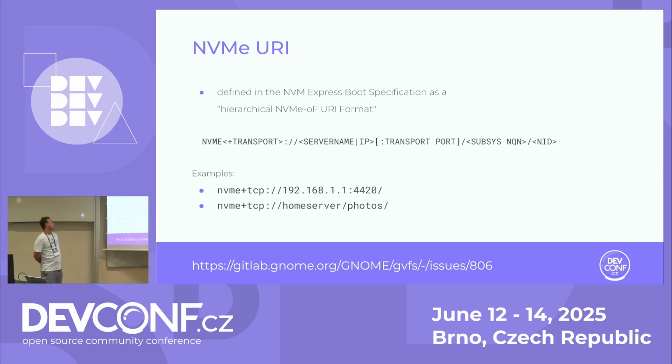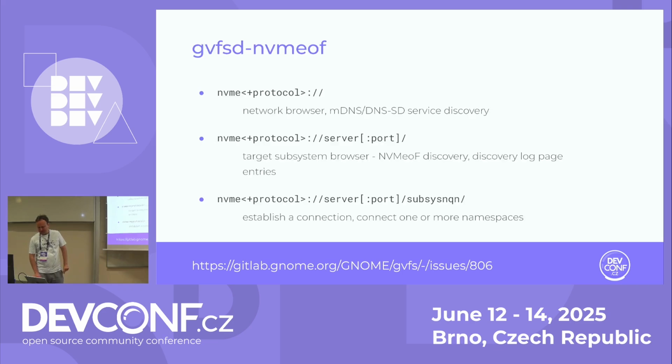So you see the examples, NVMe plus TCP. It's how you can specify the transport. Like NVMe plus FC will be another way, through Fibre Channel. So there are 3 parts. You have a host name, and you have a subsystem NQN, and an optional namespace ID. Not relevant to this case for the moment.